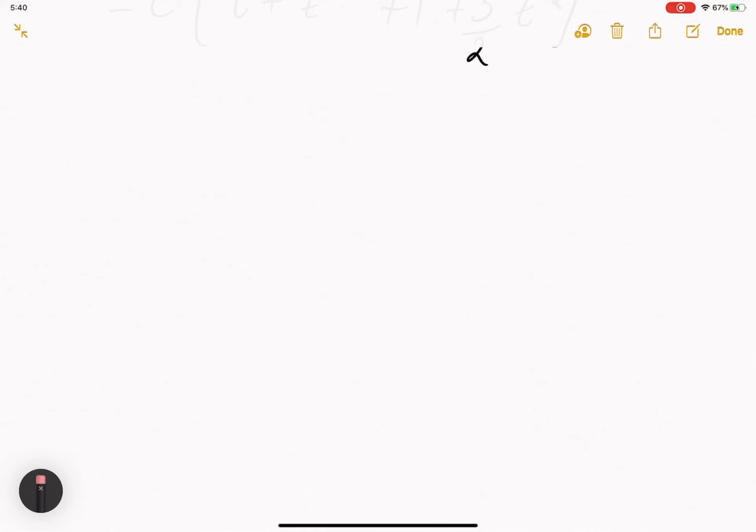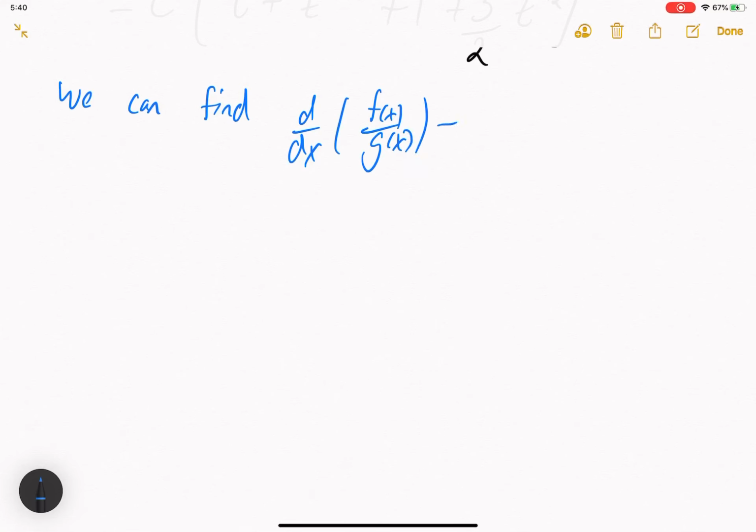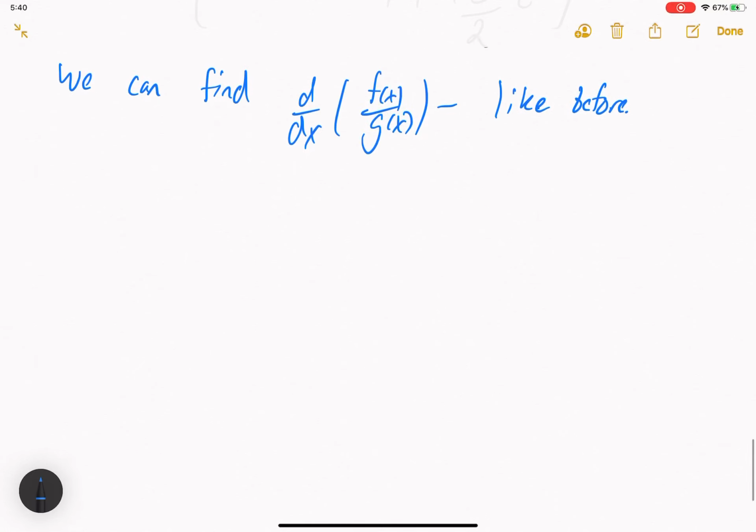So we can find d of dx of f of x divided by g of x, like what we did before. In this case, we're going to use those deltas again, and we're going to change our variables. So let u equal f of x, and let v equal g of x.